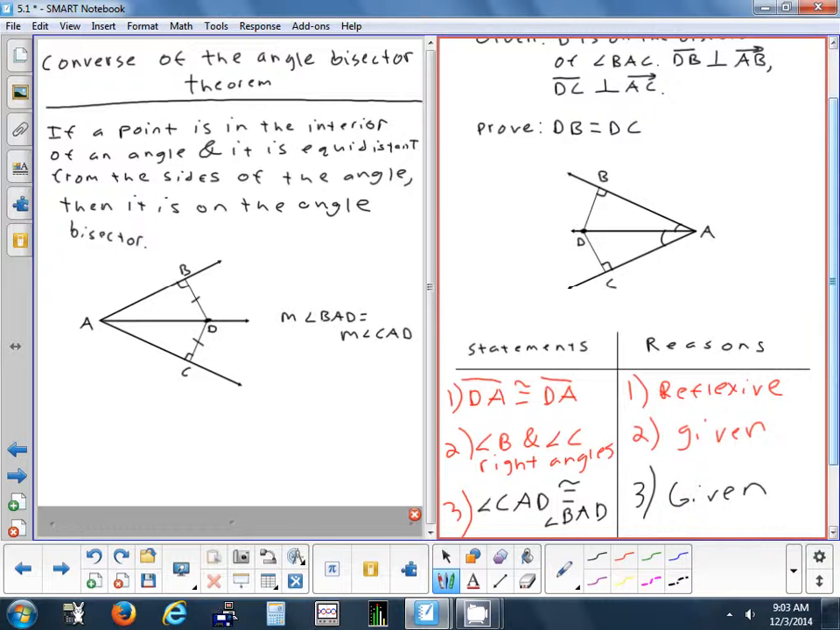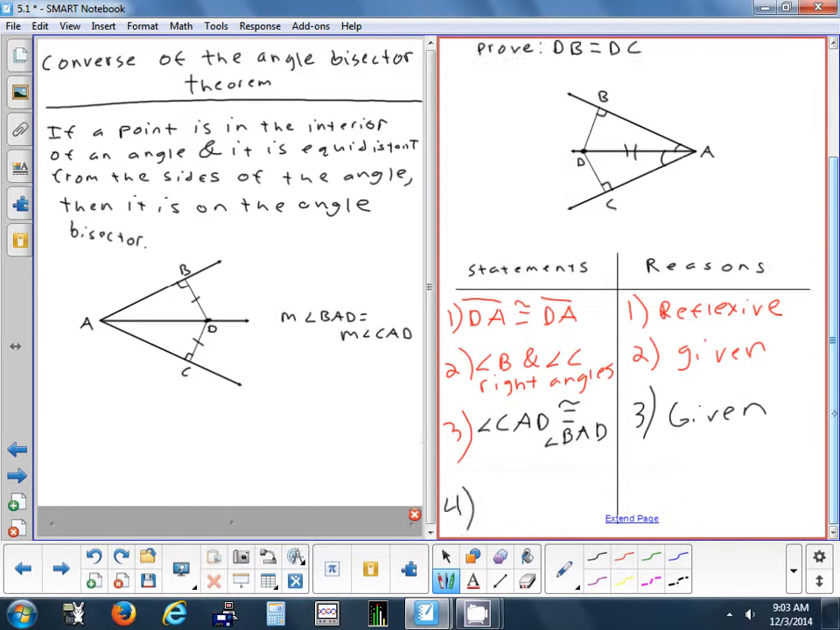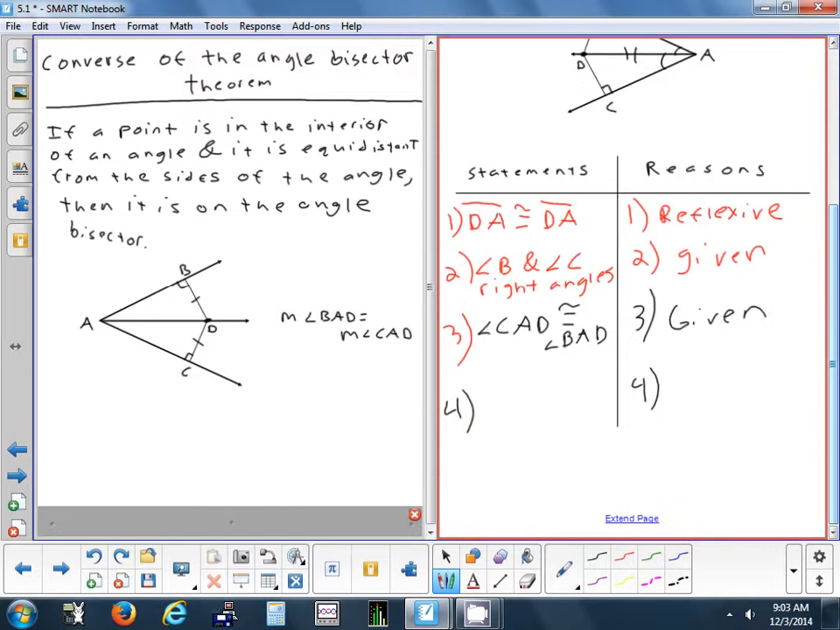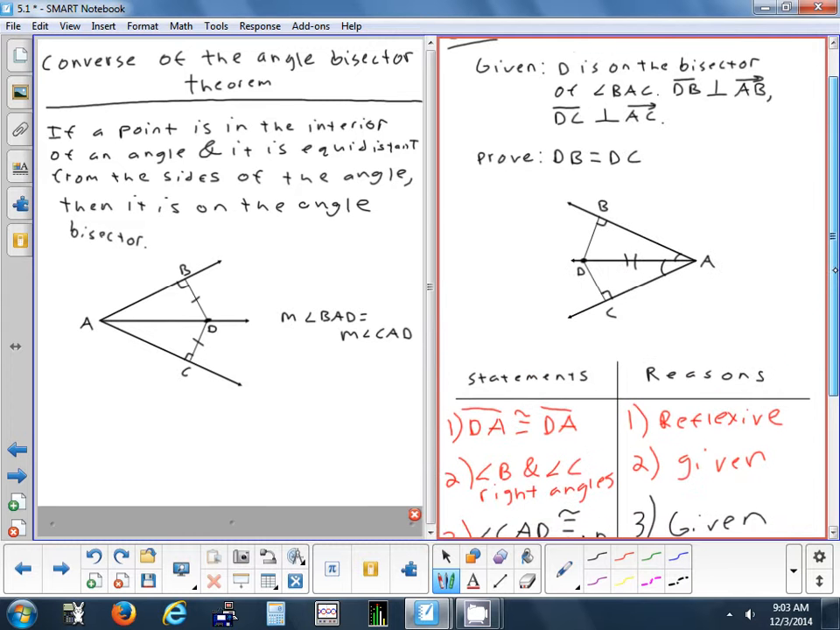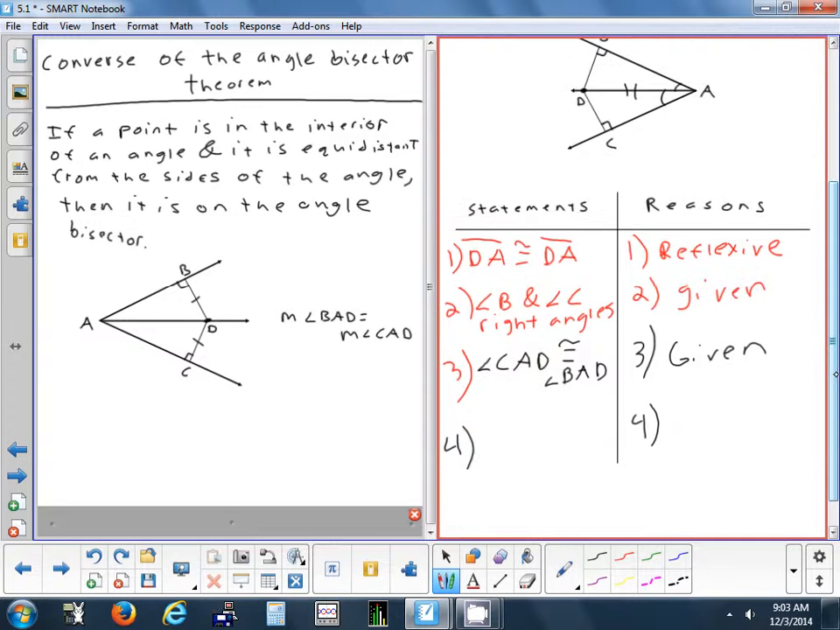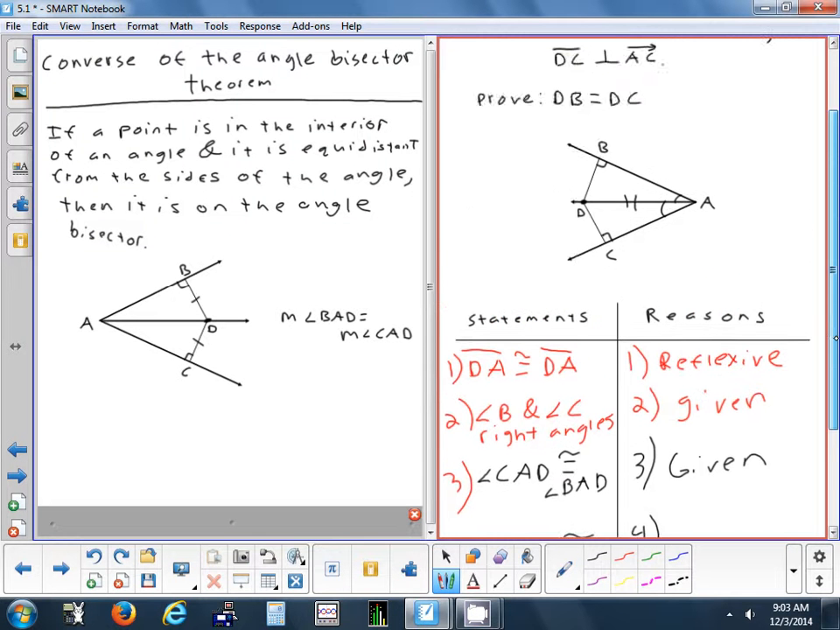I think we have enough information. How can we prove those two triangles congruent? Side, yeah. What else? Angle, side, or side, angle. Either way. So let's write down triangle CAD is congruent to triangle BAD. Reason? Angle, side.